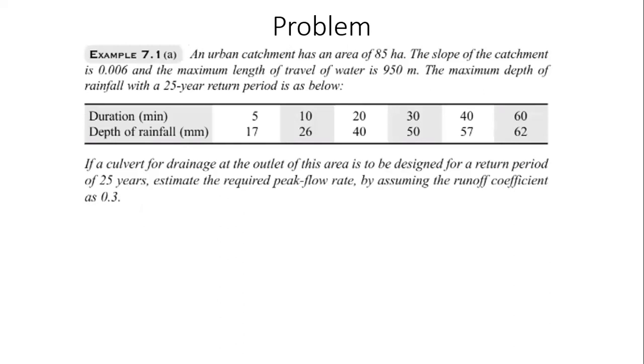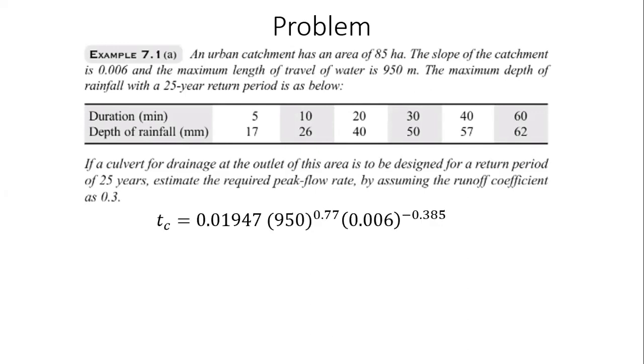a problem. Okay, so an urban catchment has an area of 85 hectares. The slope of the catchment is 0.006 and the maximum length of travel is 950 meters. The maximum depth of rainfall with a 25-year return period is as below. So this is given. If a culvert for drainage at the outlet of this area is to be designed for a return period of 25 years, estimate the required peak flow rate by assuming runoff coefficient as 0.3. Okay. So you're given the runoff coefficient, the area of the catchment, the slope, and the maximum length of travel.